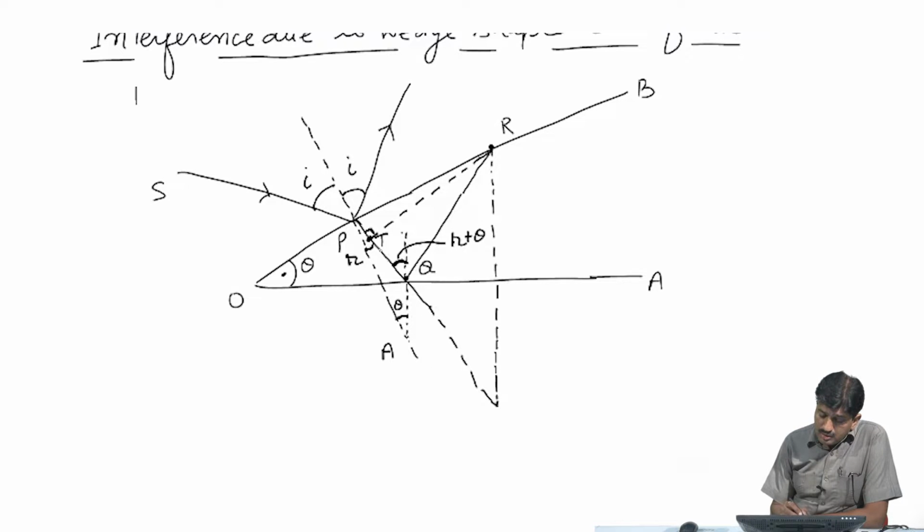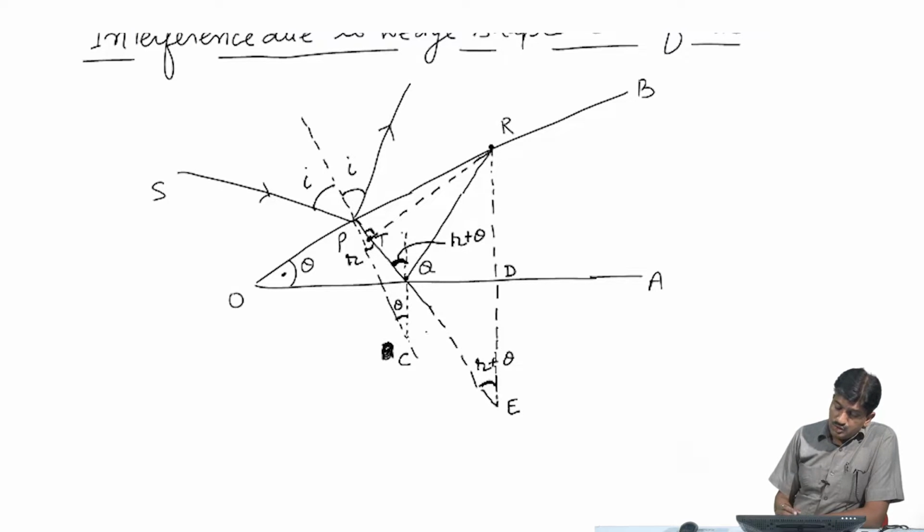as these are two parallel lines, RA, if we consider it ABCDE, and RE and QC are two parallel lines, this angle R plus theta should be equal to this angle R plus theta. These two angles should be equal to each other, R plus theta.